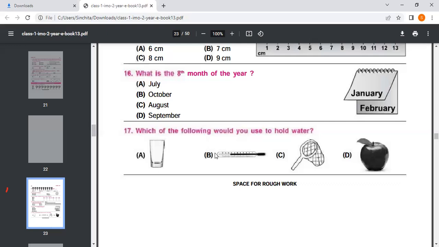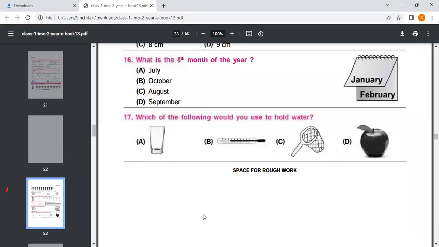Very good, excellent, beta. Okay, now tell me number 17. Number B, glass. Why is it glass? In the thermometer we do not give the water. In the net, the water falls down. In the apple it is still. So you do not give the water in the apple. Very good, excellent. Number B, glass.